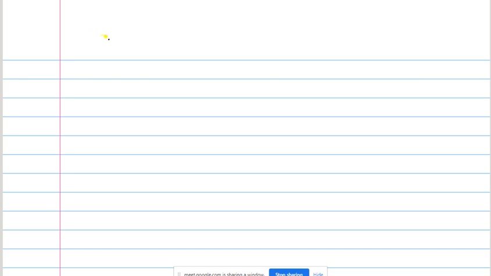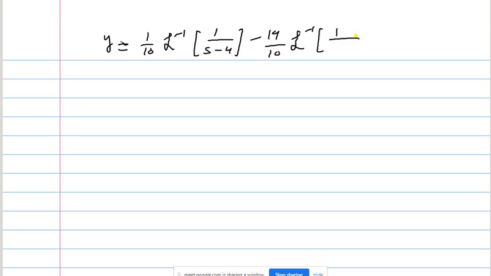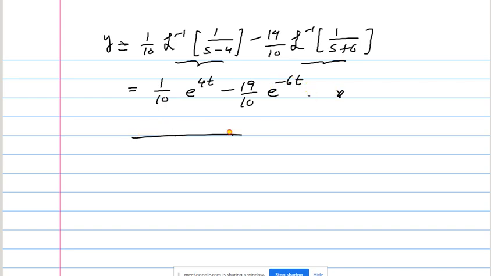So what we had at the end, we got 1 by 10 e to the power plus 4t, because it was s minus 4, and minus 19 by 10 Laplace inverse of 1 over s plus 6. This is what I got. So 1 over 10, this becomes e to the power 4t from the tables, and 19 by 10, this is e to the power minus 6t from the table. So this is the final solution. Okay.